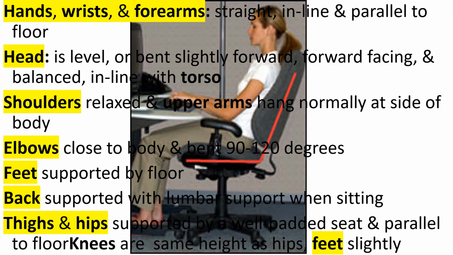Elbows close to body and bent 90 to 120 degrees. Feet supported by floor and rest. Back supported with lumbar support when sitting. Thighs and hips supported by well padded seat and parallel to floor. Knees are same height as hips. Feet slightly.